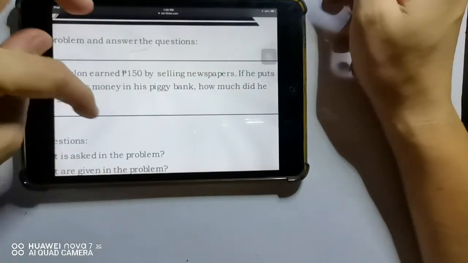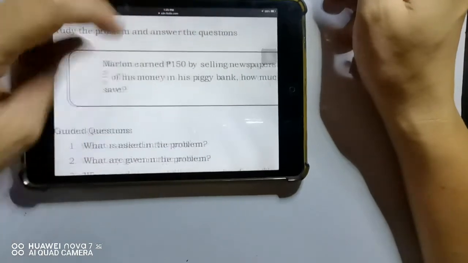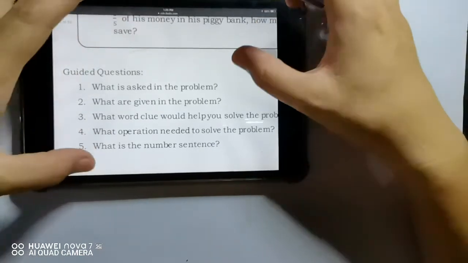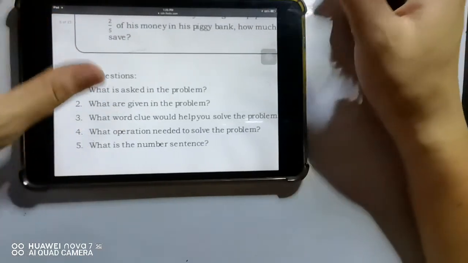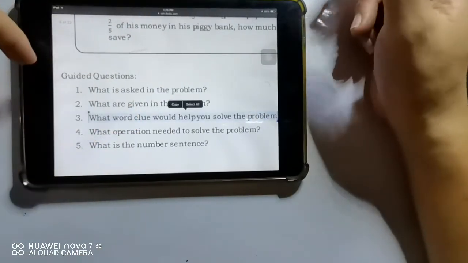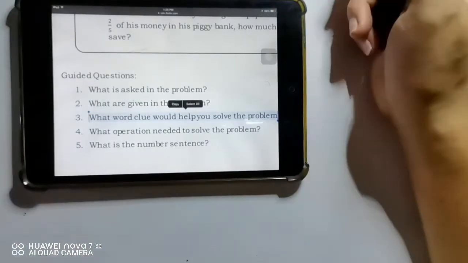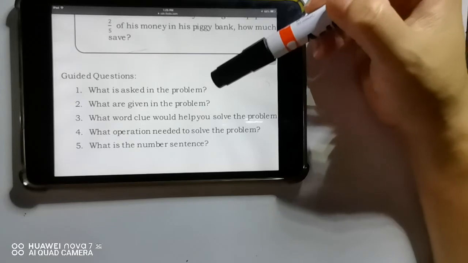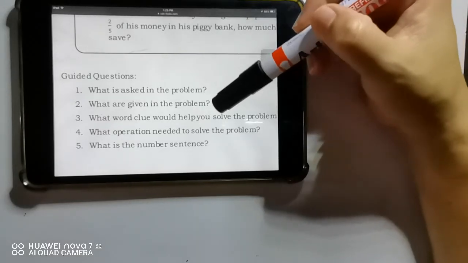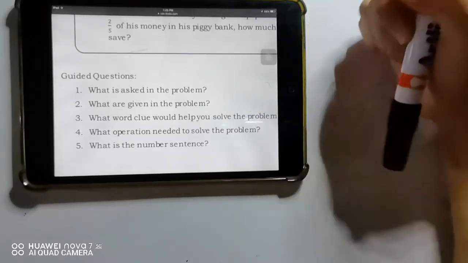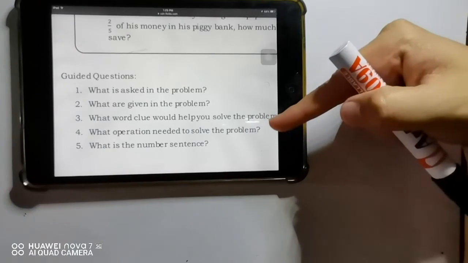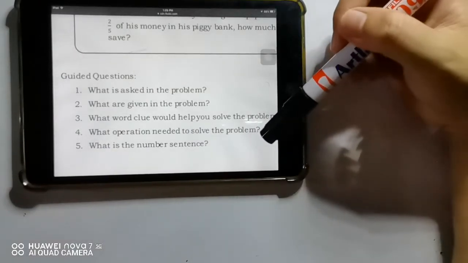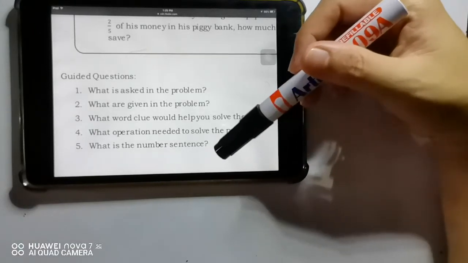So of course after that, there are guide questions. We call them guided questions or guide questions. They're the same. Okay, so according to the module, there are 5 guided questions. Number 1 is what is asked in the problem, what are given in the problem, what word clue would help you solve the problem, the operation needed to solve the problem, and the number sentence.